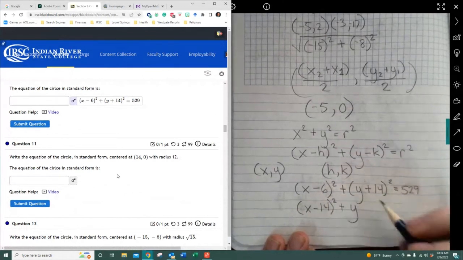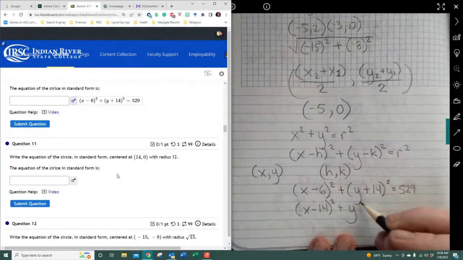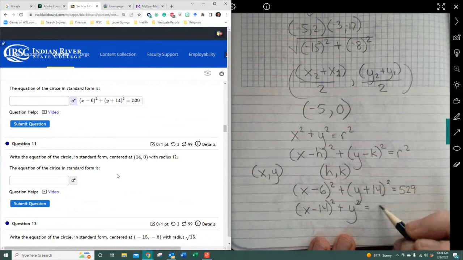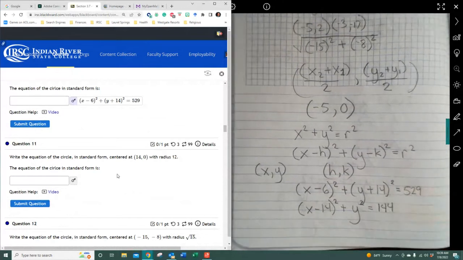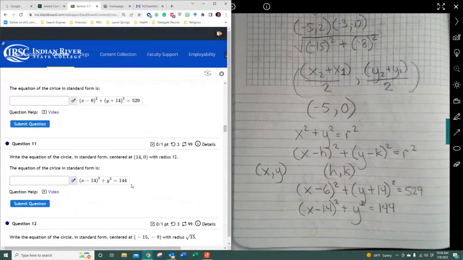The y has nothing to it because it's 0, so we're not going to do that. We're going to just square that. And then the radius is 12, so the value we're going to put here is 144. And that's the answer we're looking for.